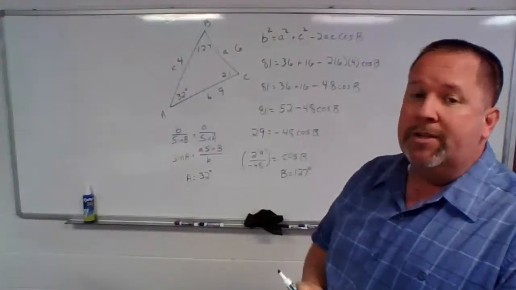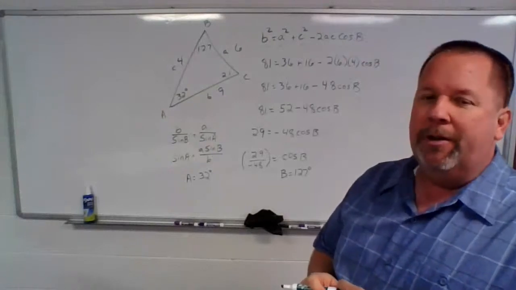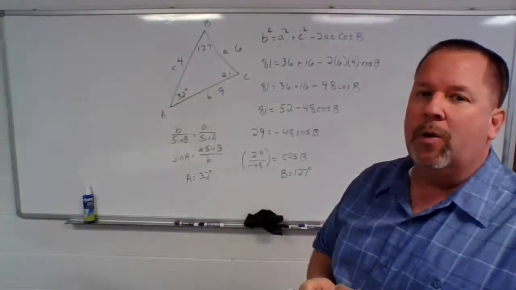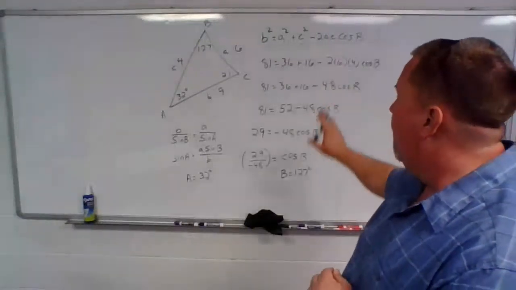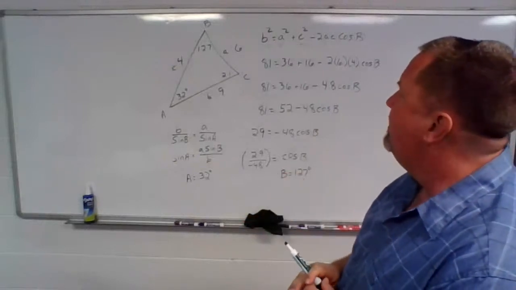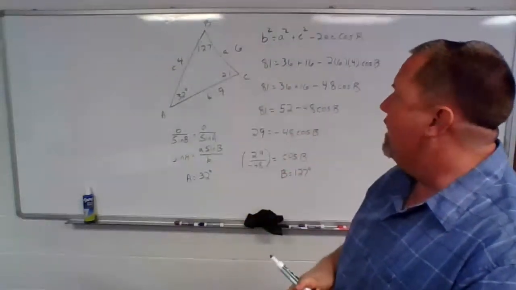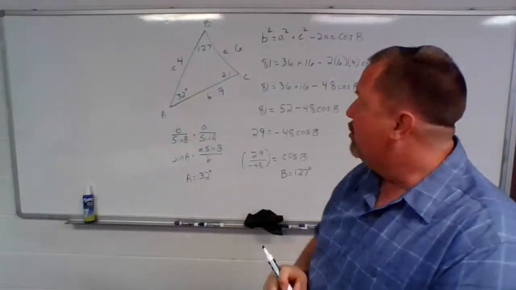Again, it wasn't a right triangle, so I was a little more limited. Law of sines is a little simpler than law of cosines, but it wasn't going to get me started. I needed something a little extra. So we used the law of cosines to get us started, switched over to the law of sines, finished up by adding all of the angles up to 180. And we've got ourselves a solved triangle.